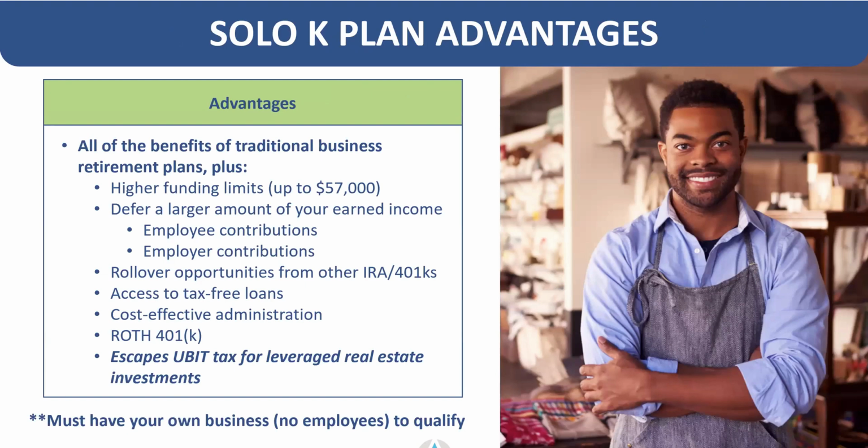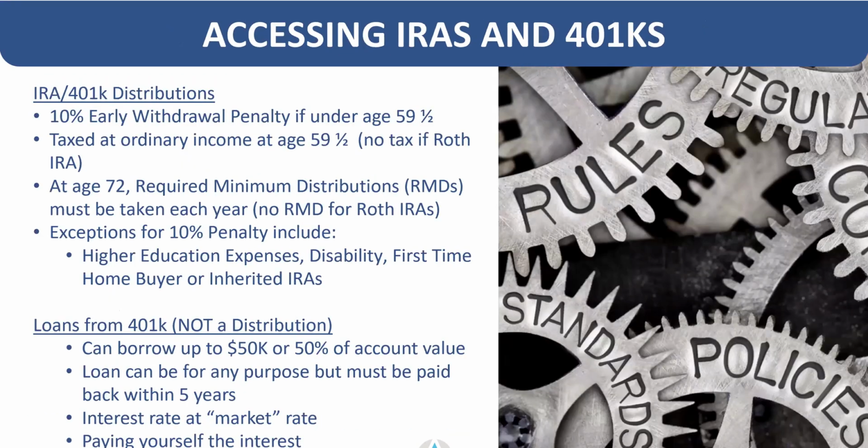So again, the advantages, and actually it's up to 58,000 now. The higher funding limits for the solo K, you can defer a large amount of your income. You can roll over money from other IRAs and 401ks. The access to tax-free loans, and again, it escapes UBIT tax for leveraged real estate investments.